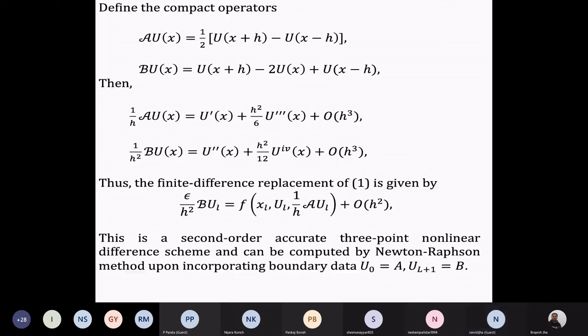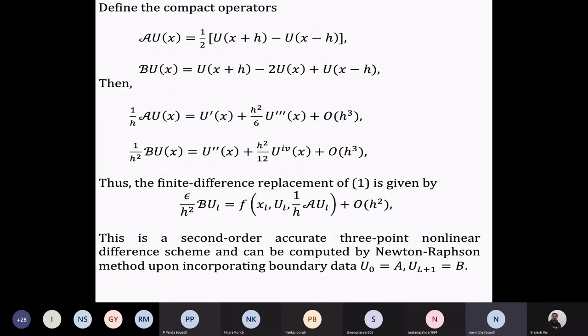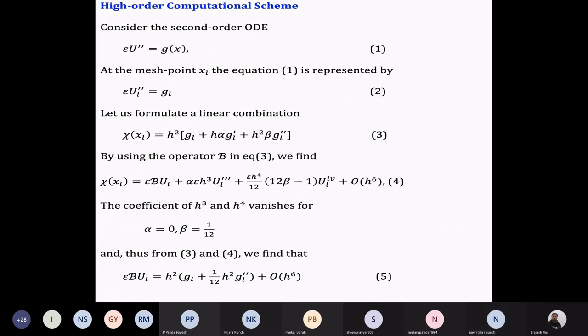Now the question is, this is second order. The previous equation, this second last equation, is second order. I mean to say, I am willing to move this order up from order h square to order h4. So for that, how can we make this a high order scheme?